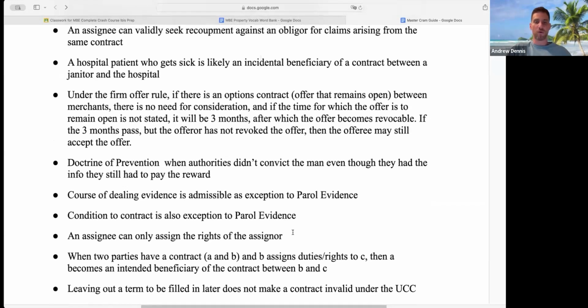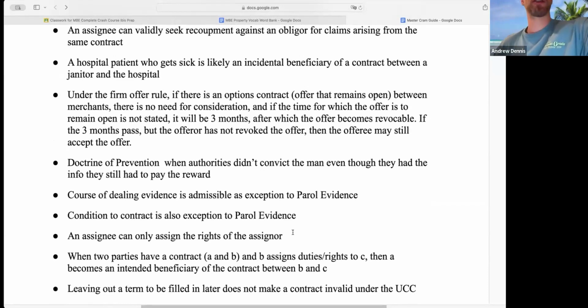Under the firm offer rule, if there's an options contract, an offer that remains open between merchants, there's no need for consideration. And if the time for which the offer is to remain open is not stated, it will be 3 months, after which it becomes revocable. If the 3 months pass, but the offer is not revoked, then the offeree may still accept the offer. Meaning after 90 days, it becomes revocable, but it's not automatically revoked. It still has to be revoked, but it's not irrevocable anymore.